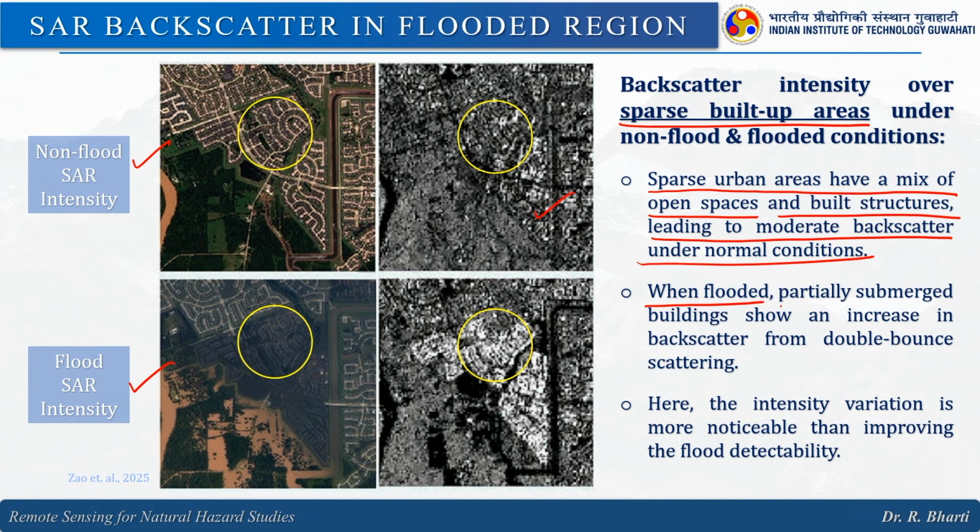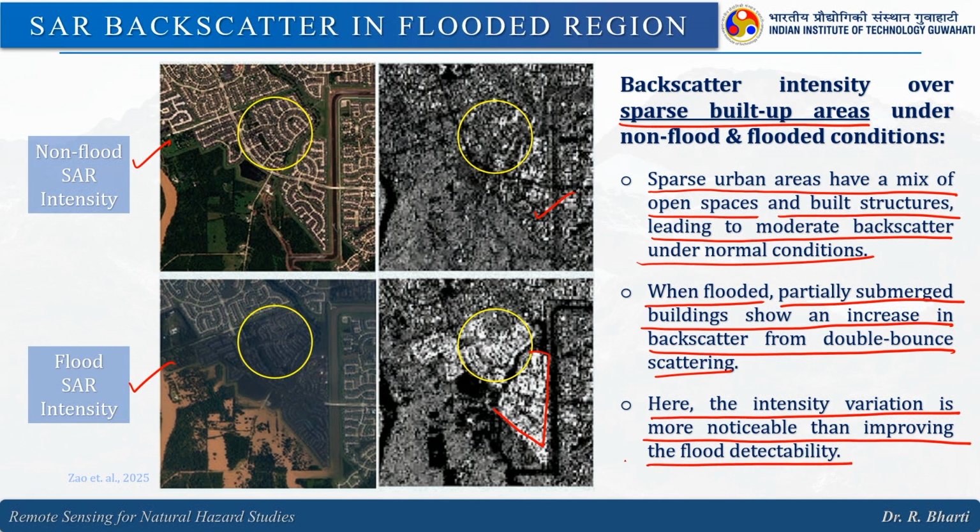When flooded, partially submerged buildings show an increase in backscatter from double bounce scattering, right. So, here you can see this is the double bounce. Here the intensity variation is more noticeable, improving the flood detectability, right.